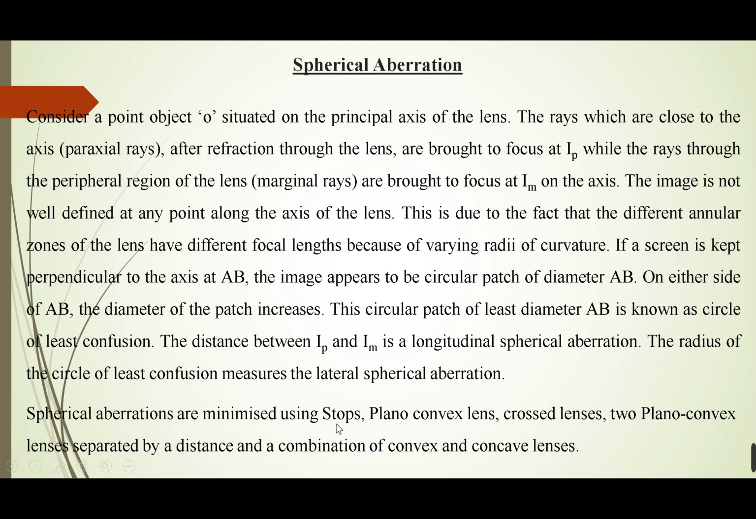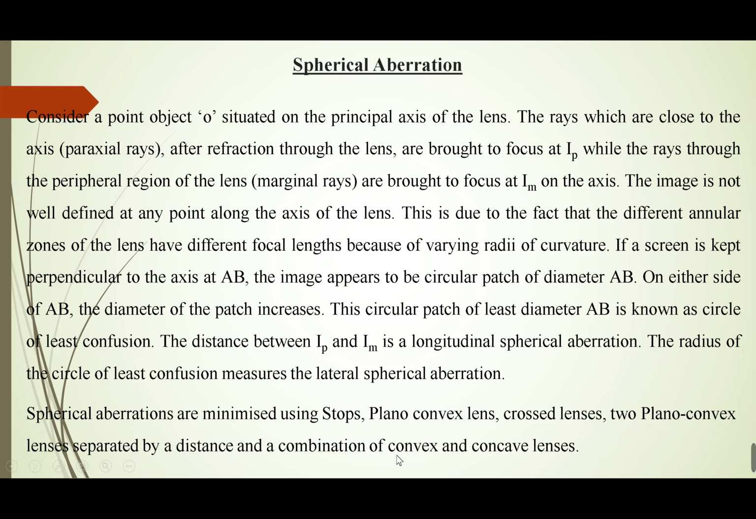Even for the lens you are using for observing an image, you can make use of stops here. Along with the lens used, plano-convex lenses can be used here, and crossed lenses are also used for minimizing spherical aberration, and also the combination of two plano-convex lenses separated by a distance, and also a combination of convex and concave lenses.